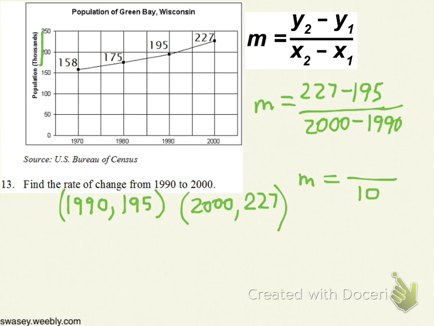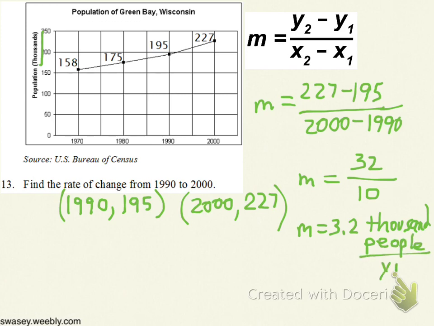On the top, 32. And then divide that, and so it's 3.2. Now, it's not people per year, it's thousands of people. 1,000 people per year. So we can say from 1990 to 2000, the city of Green Bay, Wisconsin was growing at an average rate of 3.2 thousand people per year. You could say 3,200 people per year. Hope you've enjoyed this video.